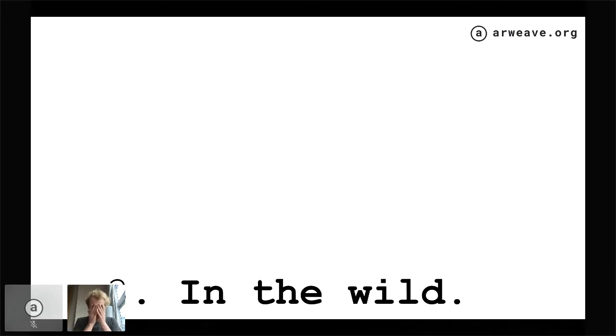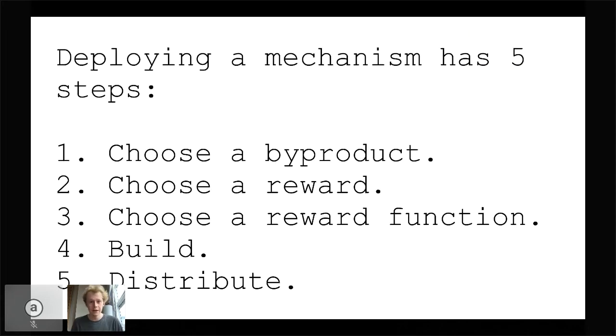Okay, so now we've looked at the basics of building mechanism designs from a theoretical perspective, and the ethics associated with it. We can also look at how to actually do this in practice. So what are the steps? I would say there's essentially 5 steps involved in the process.